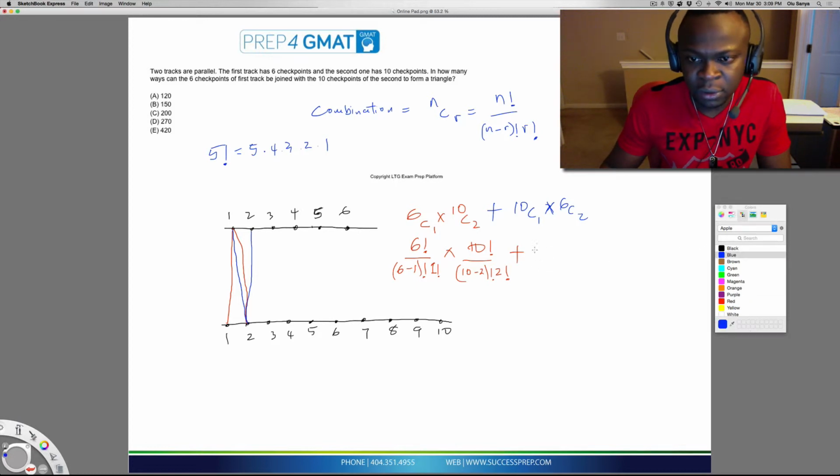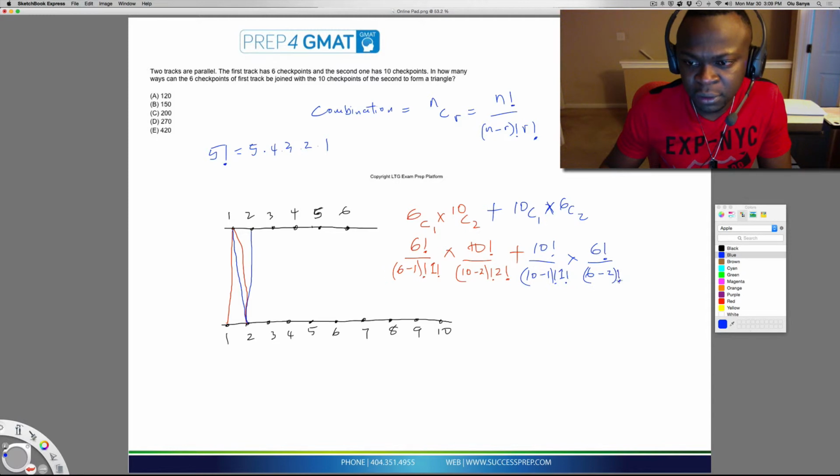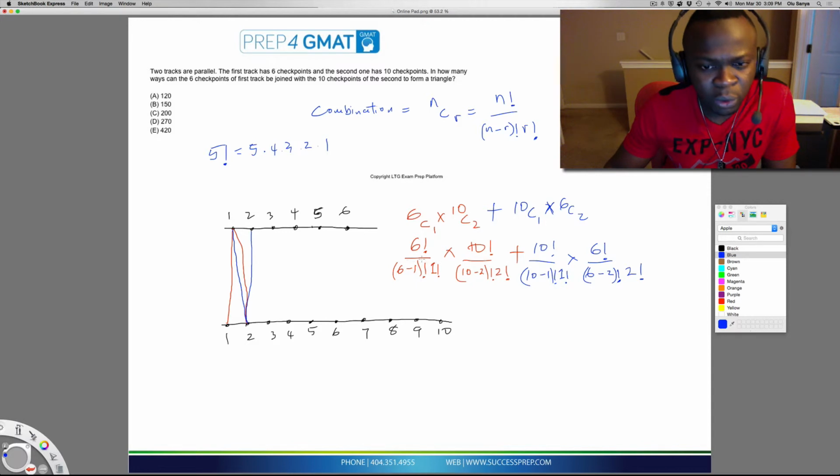Again, I am following this formula up here, okay? Plus, we're going to do the same thing: 10 factorial over, again, this is telling me to subtract them, 10 minus 1 factorial, 1 factorial. Okay, again, this is number 1 factorial, times 6 factorial over 6 minus 2 factorial, and that's 2 factorial. Just to walk through this quickly so that it doesn't take too much time, I'm just going to solve some of them. I'm not going to solve all of them.